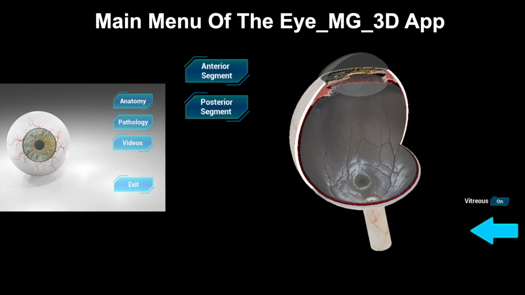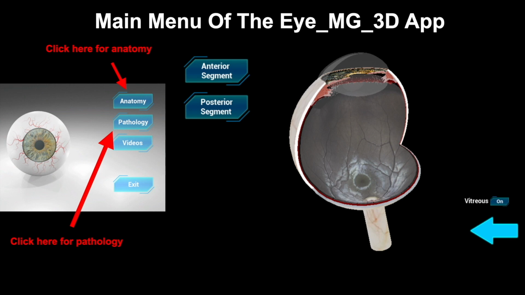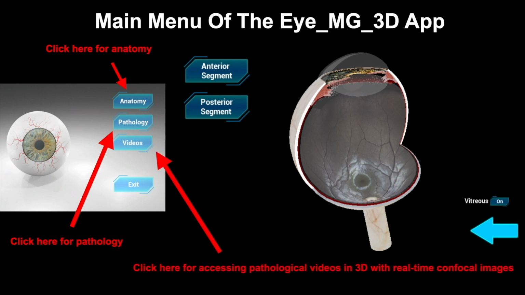This is the main menu of the IMG3D app. For viewing the normal anatomy, click on the Anatomy button. For viewing the pathology, click on the Pathology button. For viewing educative clinical videos, click on the Videos button to access them in 3D with real-time confocal images. Let us see a live demonstration of the app.